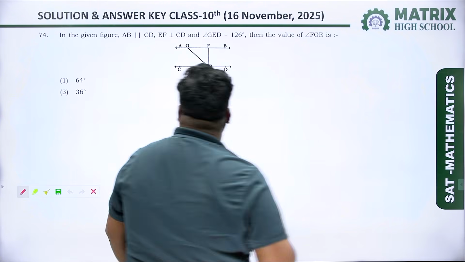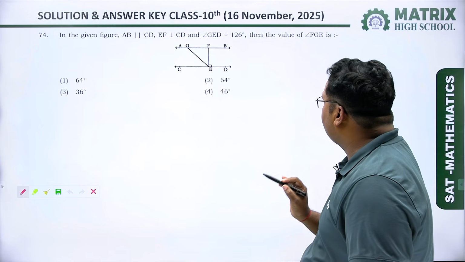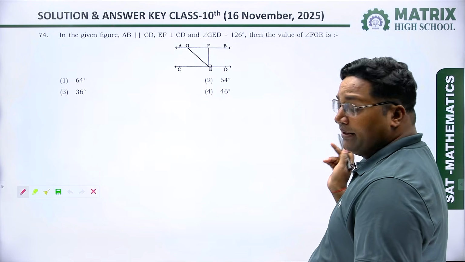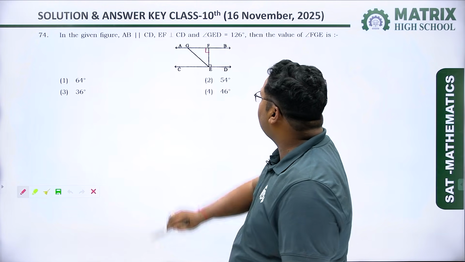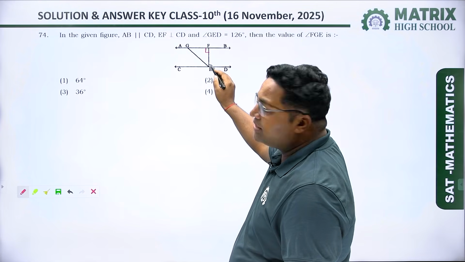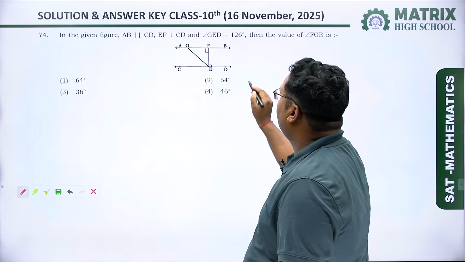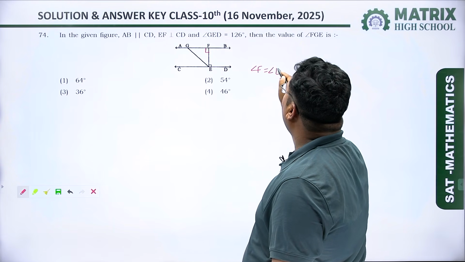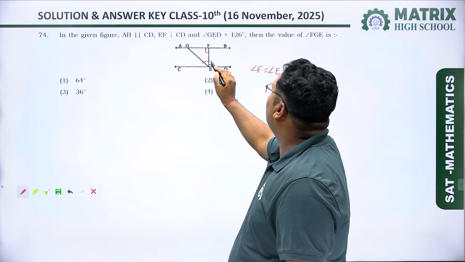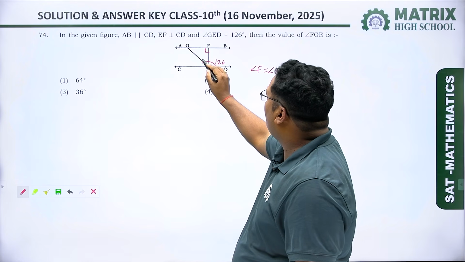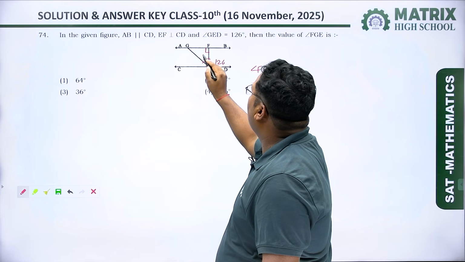In the given figure, AB parallel to CD, EF perpendicular on CD, and angle GED equal to 126 degree, then the value of angle FGE. So if EF is perpendicular on CD, then this means this angle is 90 degree, and this angle is given 90 degree. AB parallel to CD, it is the alternate interior angle of angle E. So angle F is equal to angle E, which is equal to 90 degree. Here angle GED, this whole angle is given 126 degree. So this angle GEF is 126 minus 90, which is equal to 36 degree.